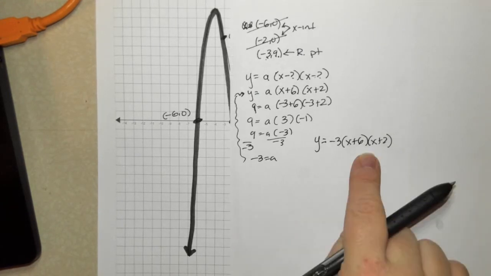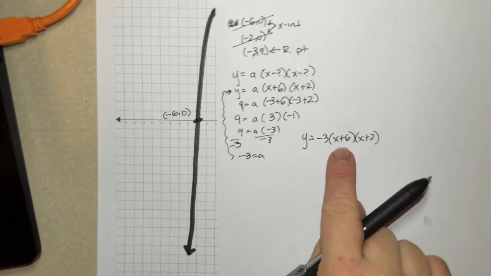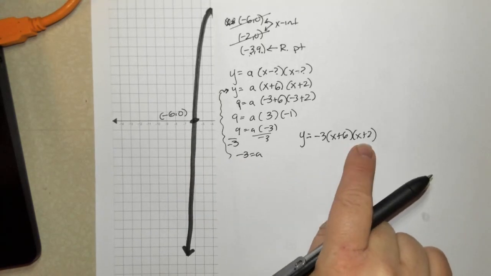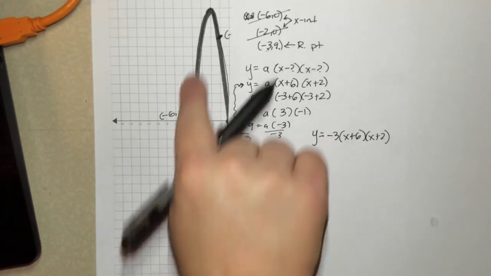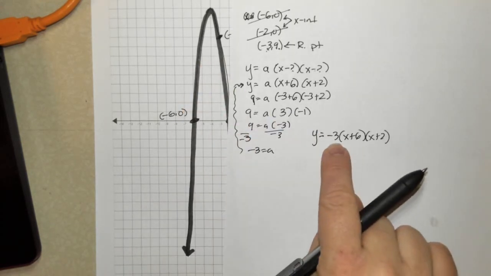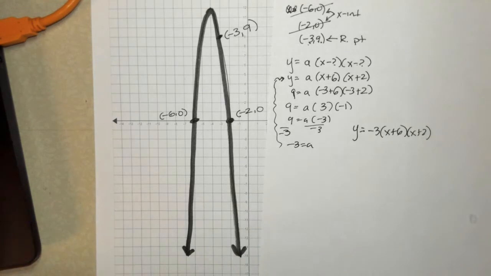What does this information tell me about this graph? It tells me the x-intercepts occur at -6 and -2, which I can see. It tells me that this parabola is going to open downwards. This is true. And because this number is greater than 1 in absolute value, we have a vertical stretch, which means it's skinnier than the parent function. I can see that as well.